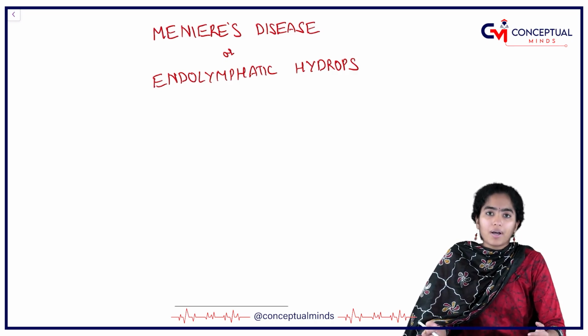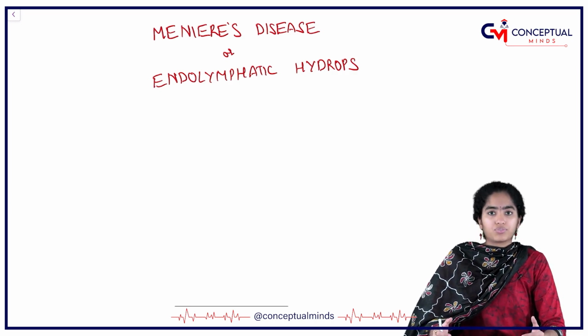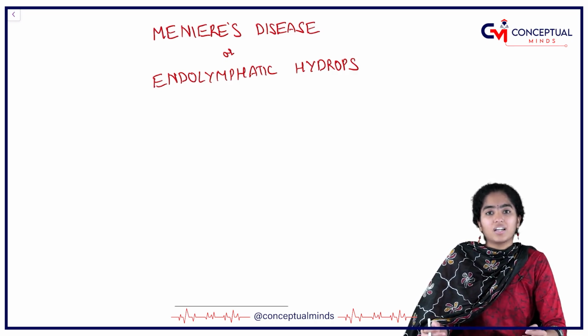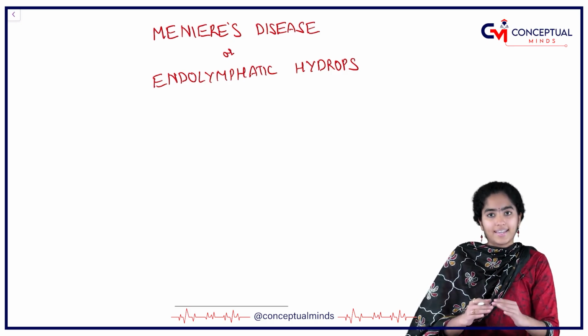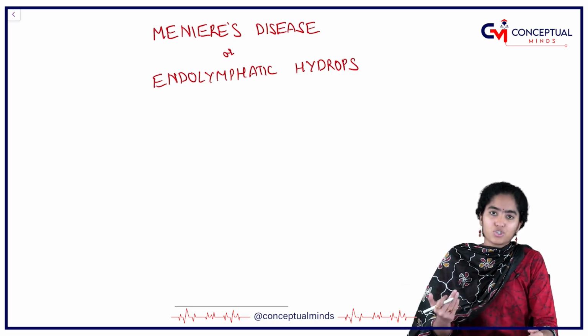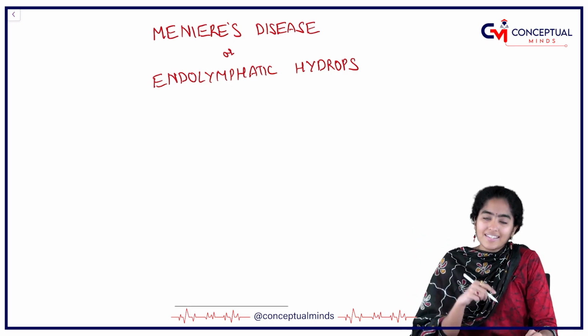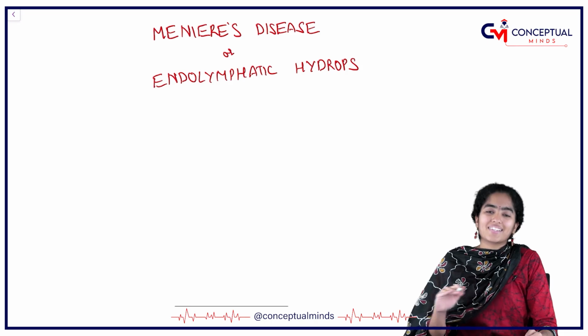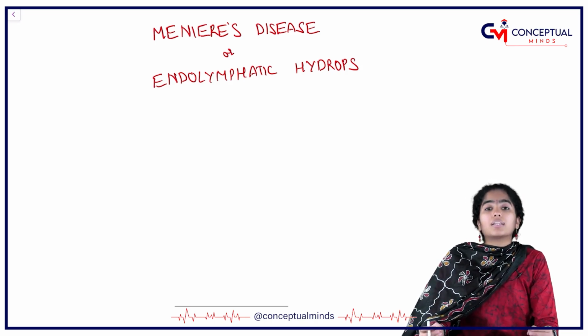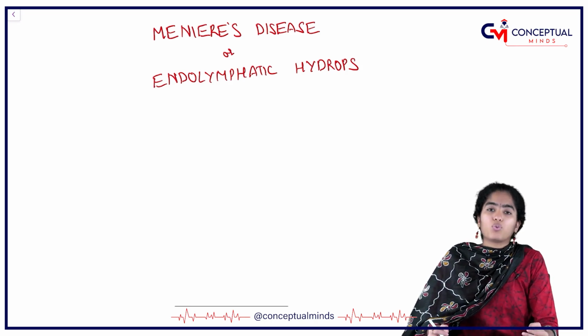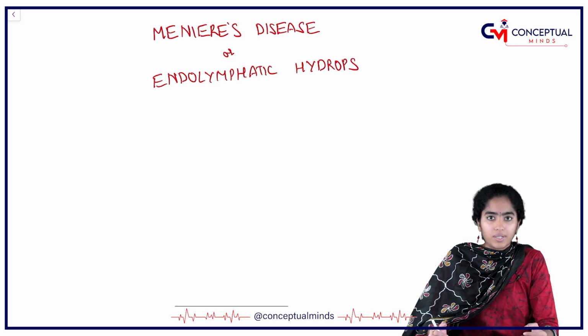Now, you know about the circulation of endolymph. It is produced by the stria vascularis. In the cross-section of the scala media, you can see there is stria vascularis on one side, Reisner's membrane on the other side, and basilar membrane at the base. The stria vascularis is involved in production of endolymph.